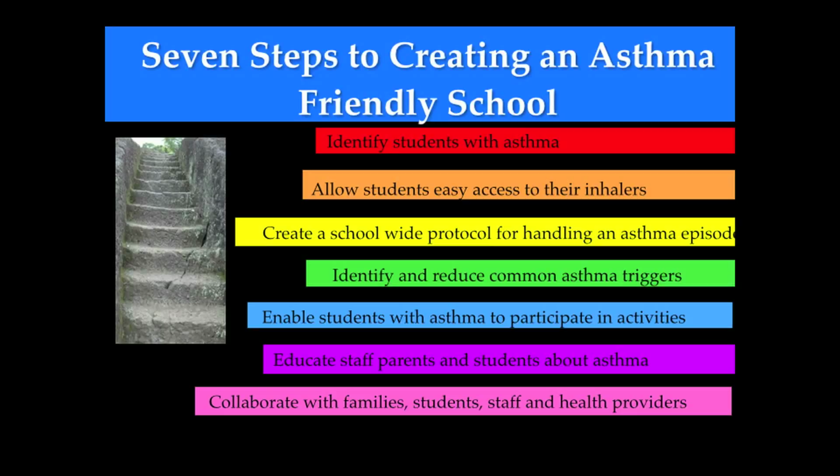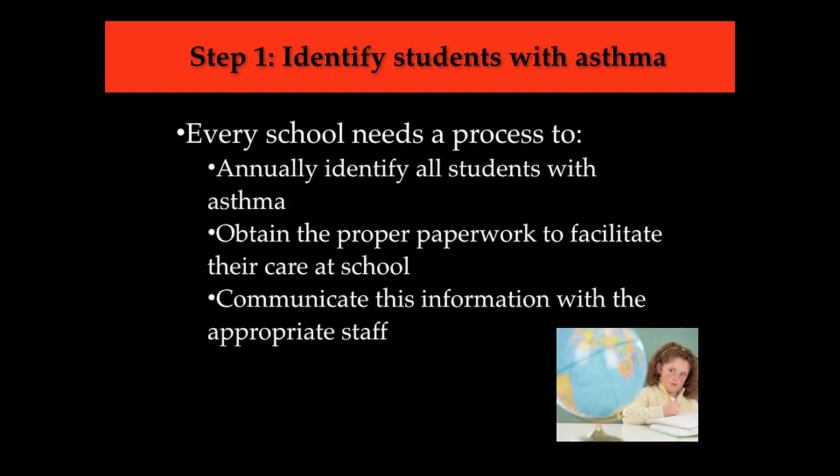As we go through the steps, I will cover why each step is important and what actions can be taken to complete each step. The first step that a school should take is to identify those students who have asthma. It's important that schools identify which students have asthma every year, as students may develop asthma throughout their academic careers.